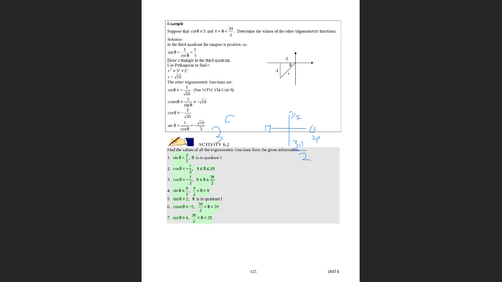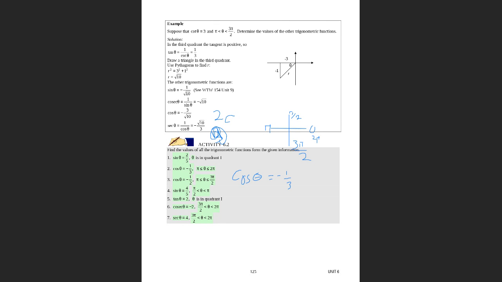Please, I want us to look at number 2. I'm very sorry. Let us look at number 2. Now, it says that cos theta is equal to negative 1 over 3.